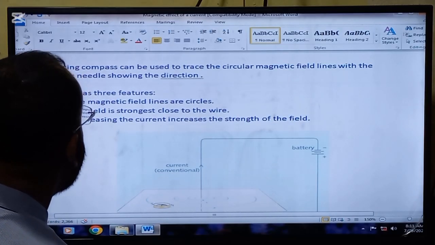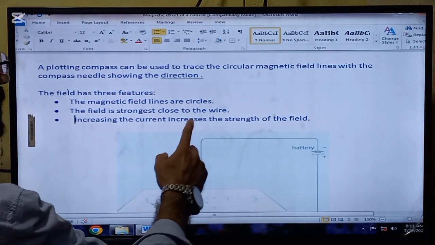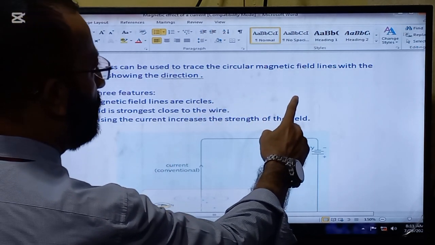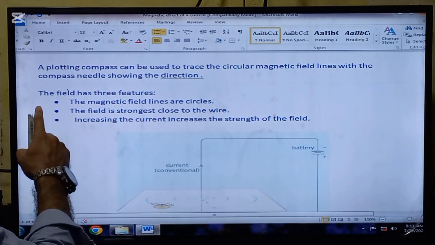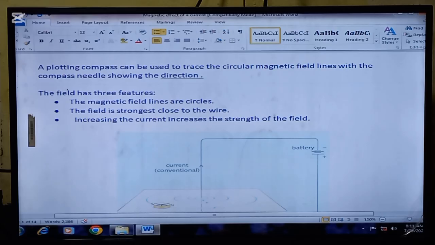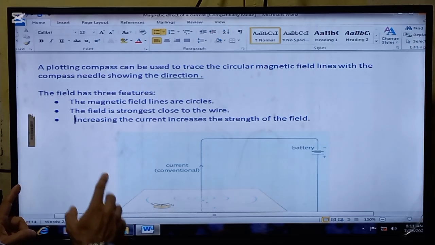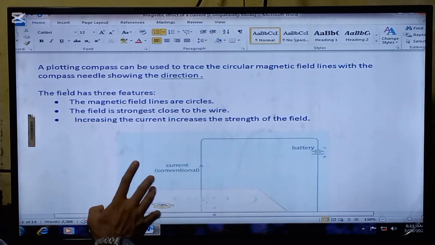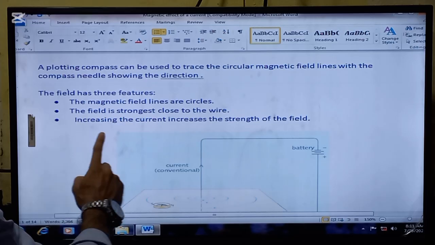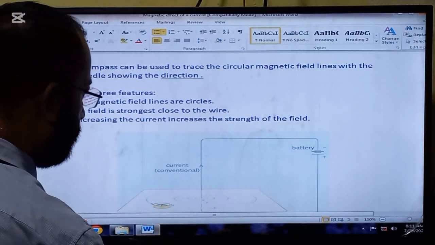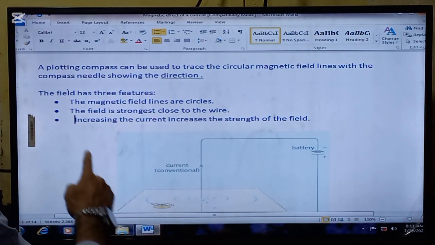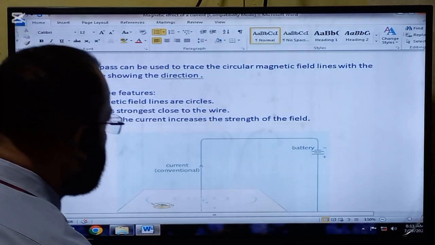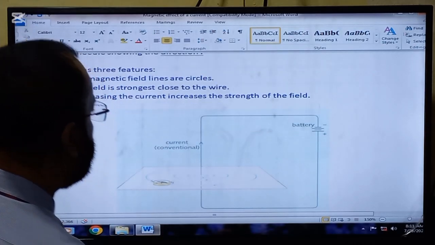A plotting compass can be used to trace the circular magnetic field lines, with the compass needle showing the direction. The field has 3 features, so concentrate yourself. This is a short question which frequently comes in the paper. Number 1, the magnetic field lines are circular, like this one. The field is strongest close to the wire.